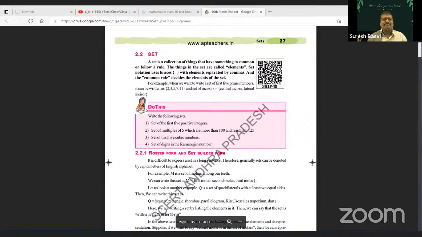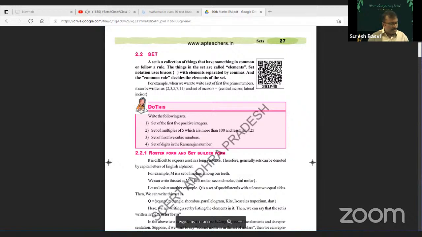Second one, set of multiples of 5 more than 100 and less than 125. So more than 100 means 105, 110, 115, 120, less than 125. So multiples of 5 have only 0 and 5 in the ones place. That's why 105, 110, 115, 120.